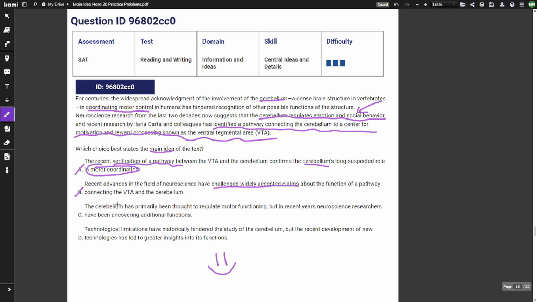C. The cerebellum has primarily been thought to regulate motor functioning, but in recent years, neuroscience researchers have been uncovering additional functions. That's perfect. Right here, it says that it coordinates motor control. And then right here, it says that there are additional functions. So it might be C. And then D, technological limitations. Not once does the text ever mention technological limitations. So it's not going to be D, which means that our best possible answer is C.